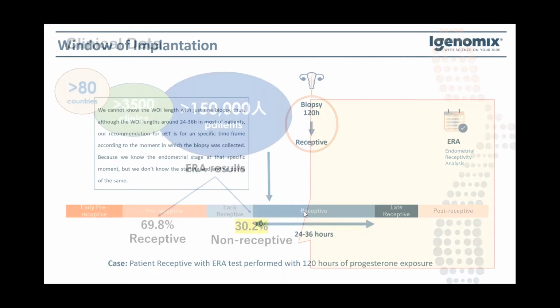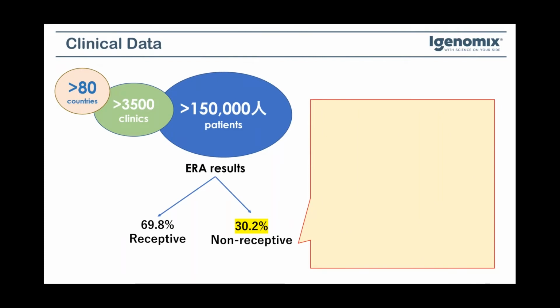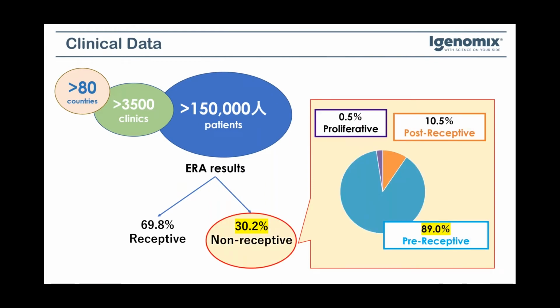And for the clinical data that we have gathered so far, we found that about 30% of the patients we have tested are non-receptive, and among them, most of them are pre-receptive. So this is quite interesting data: for patients that have a displaced window, most of them have a delayed window. So the result shows pre-receptive, and very few of them show post-receptive. That means 9 to 1. Only 10% of the patients that are non-receptive tend to have an advanced window of implantation, and very few of them show a very early stage called proliferative. So this is probably something wrong with the progesterone treatment, but that could happen too.